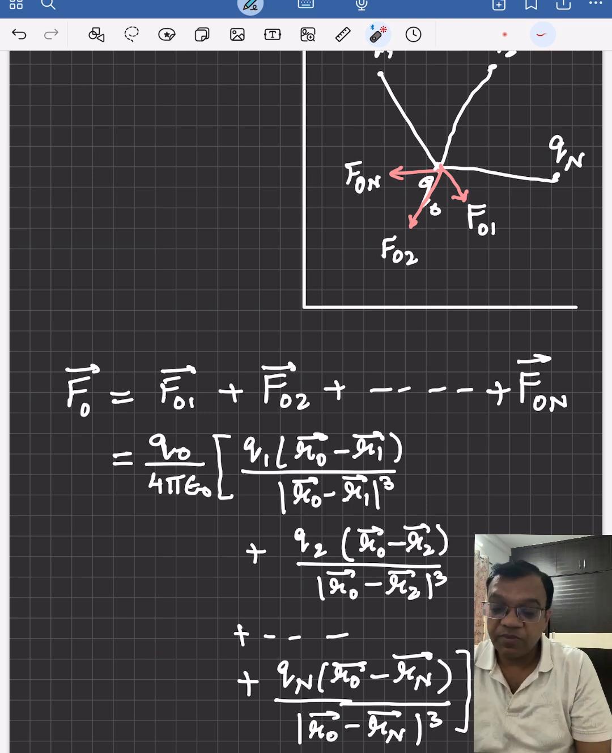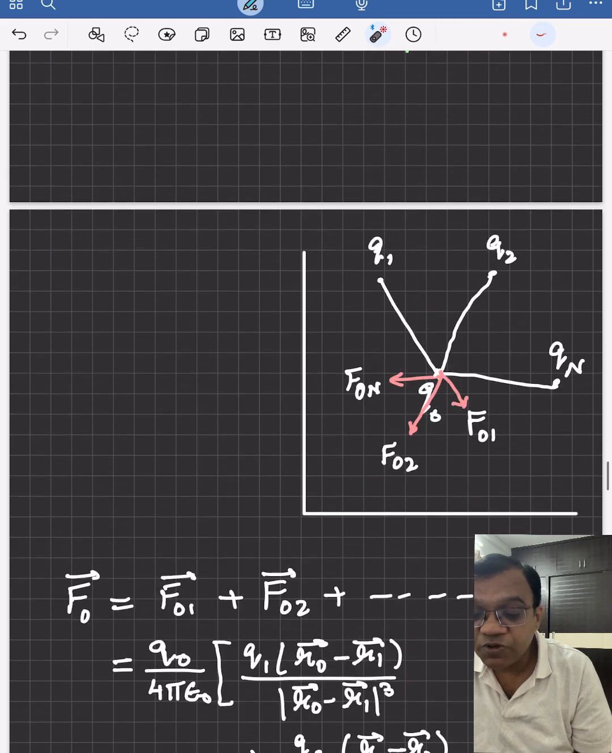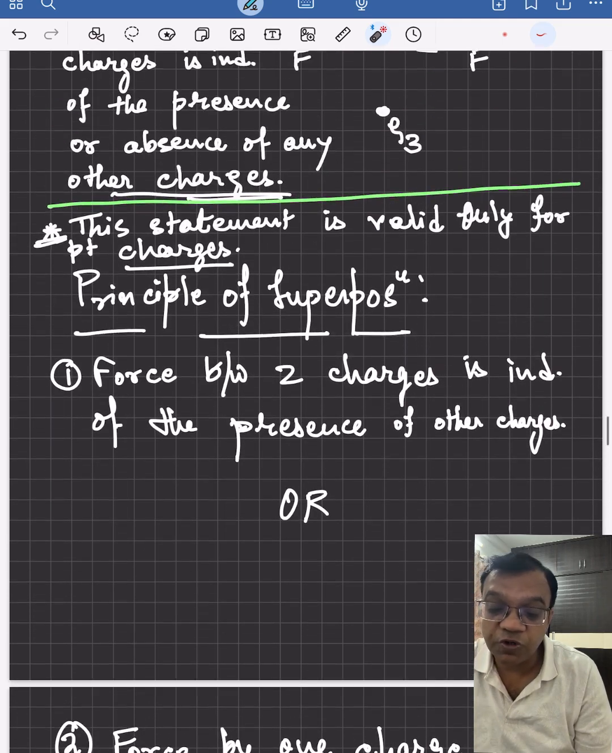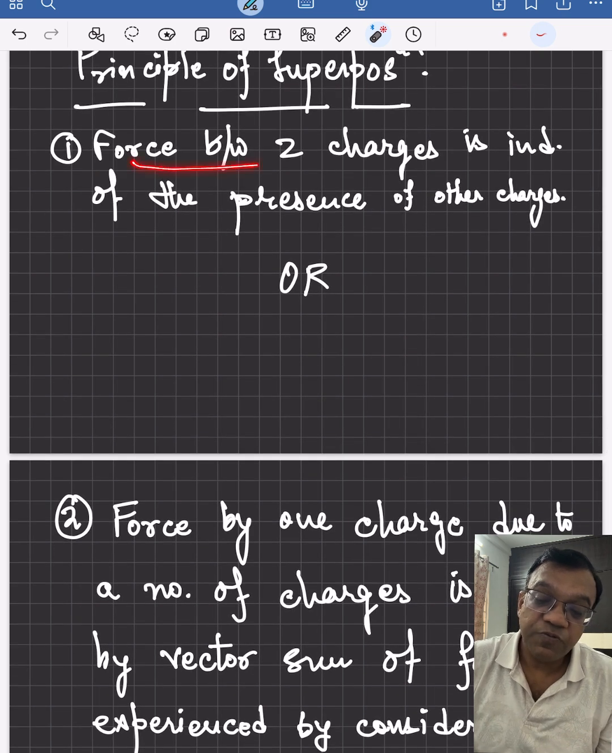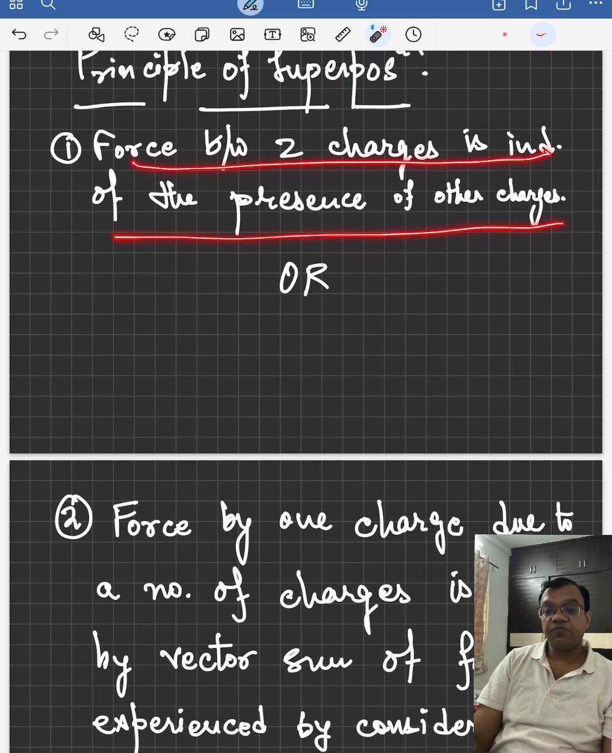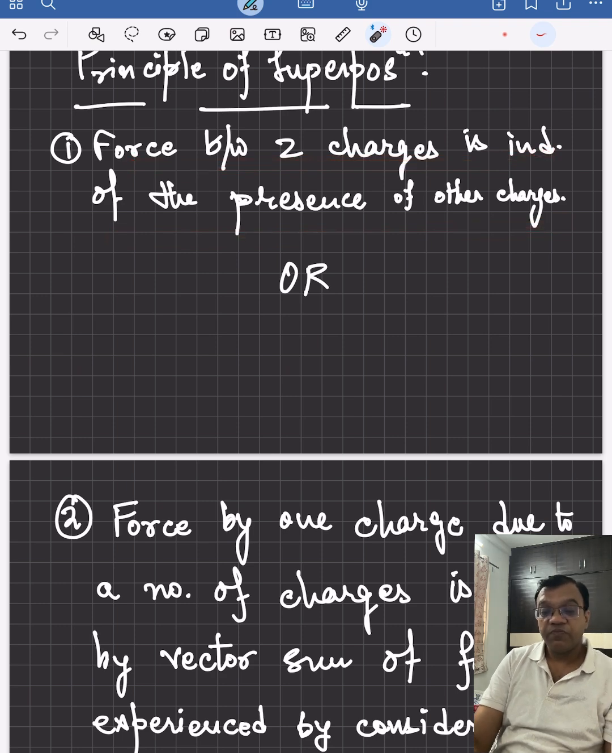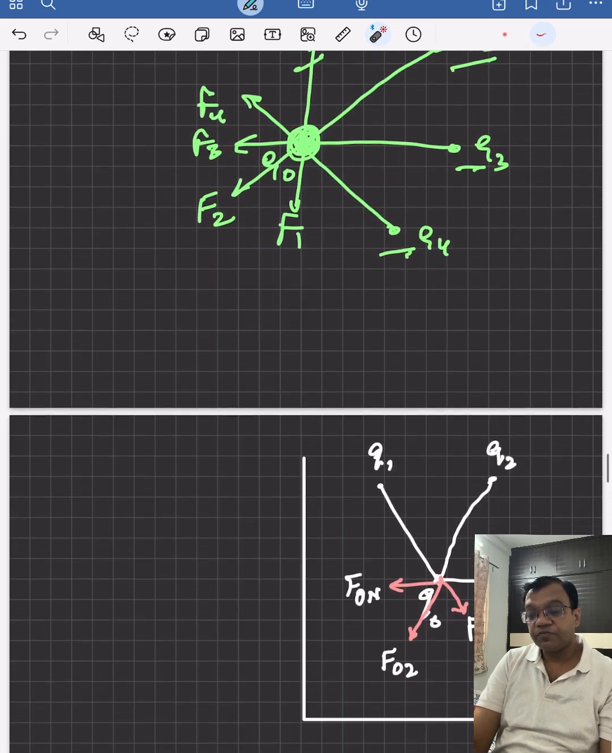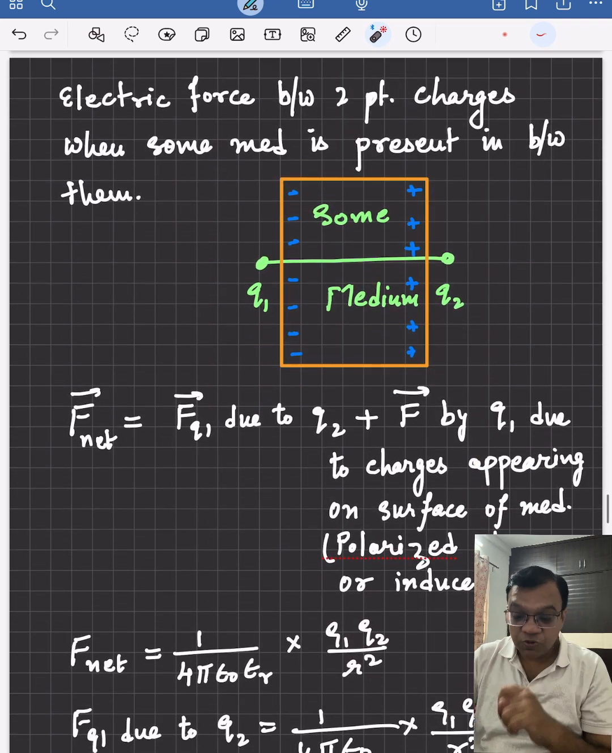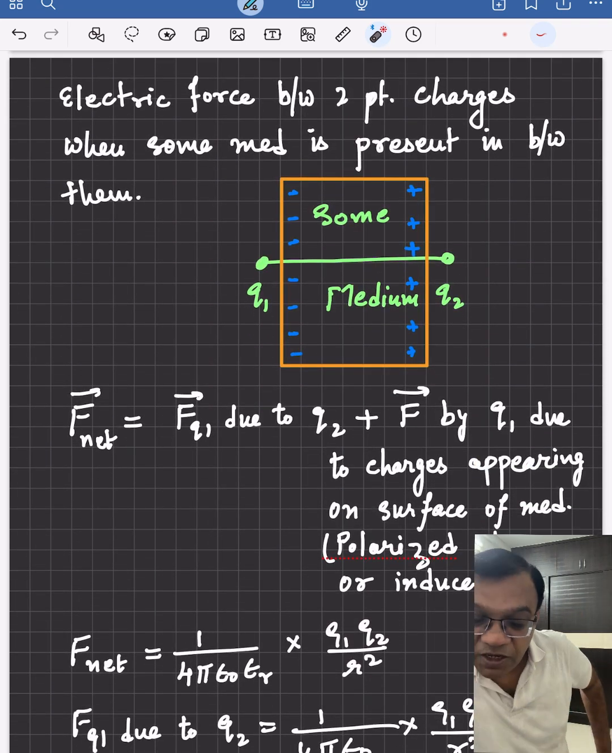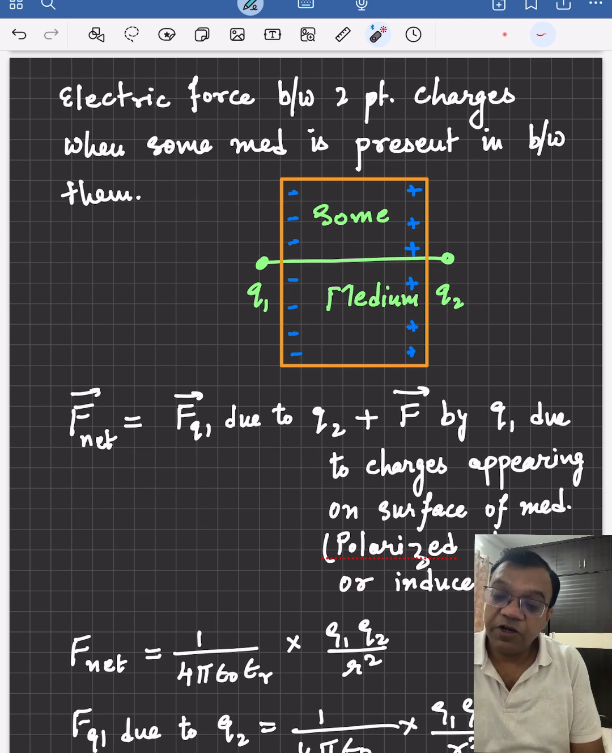Now how does this principle of superposition hold good? This is possible only because of this statement: force between two charges is independent of the presence or absence of other charges. Only because of this statement are we able to apply the principle of superposition. Now we are discussing one next point which is going to be very important, which I am already telling you.